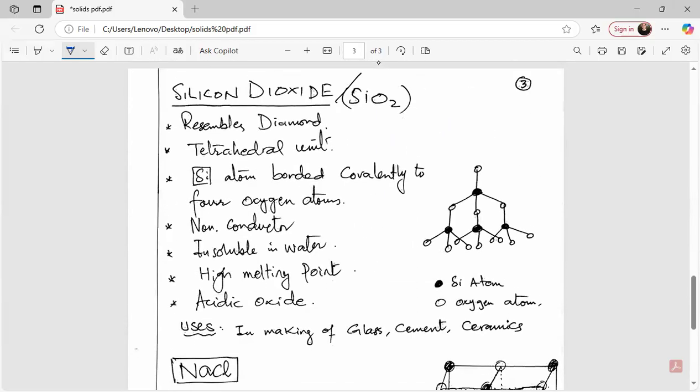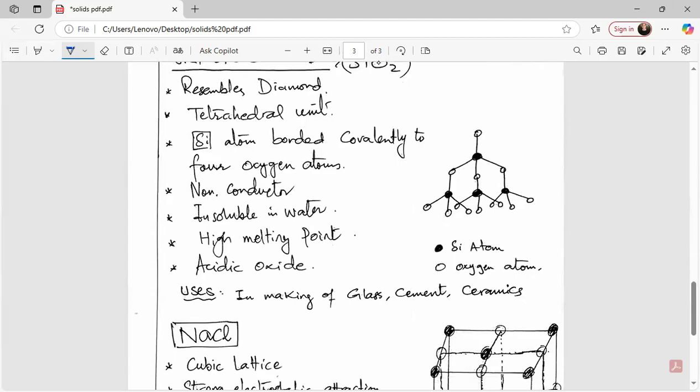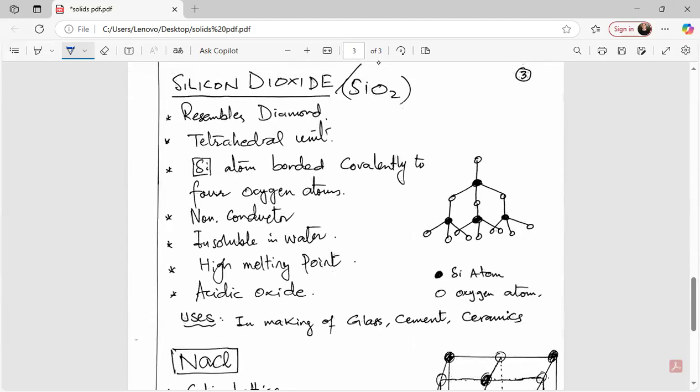Silicon dioxide, sand, it resembles diamond. That too is like a tetrahedral structure, covalent macromolecule, large structure, where each silicon is bonded to 4 oxygen and each oxygen is bonded to 2 silicon. All these points you need to remember. MCQs के लिए चाहिए होते हैं.